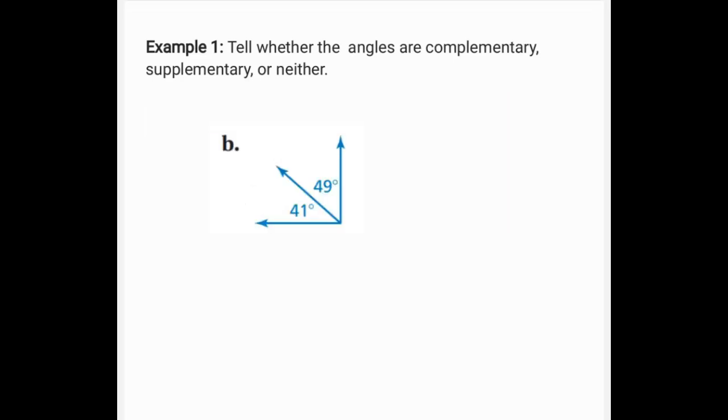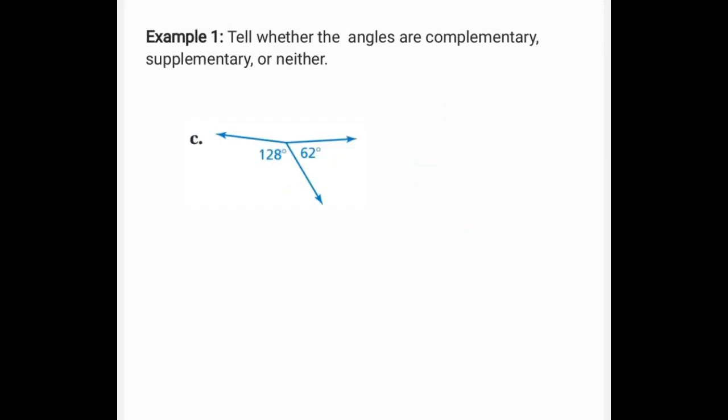In letter B, doing the same thing, we're going to see that we have a 41 degrees and a 49 degrees. So if we add those together, we're going to have 10, 8, 9. So it's 90 degrees. The two angles equal 90 degrees, which means the angles are complementary.